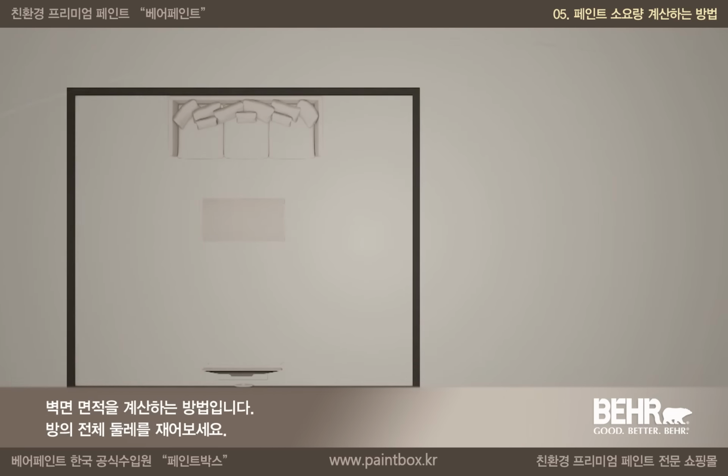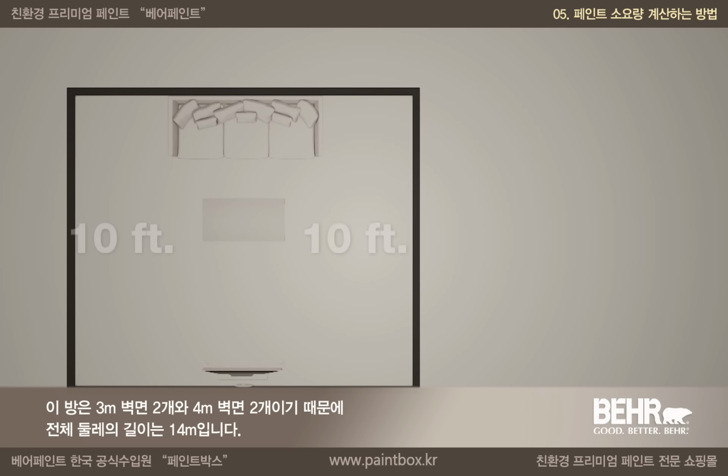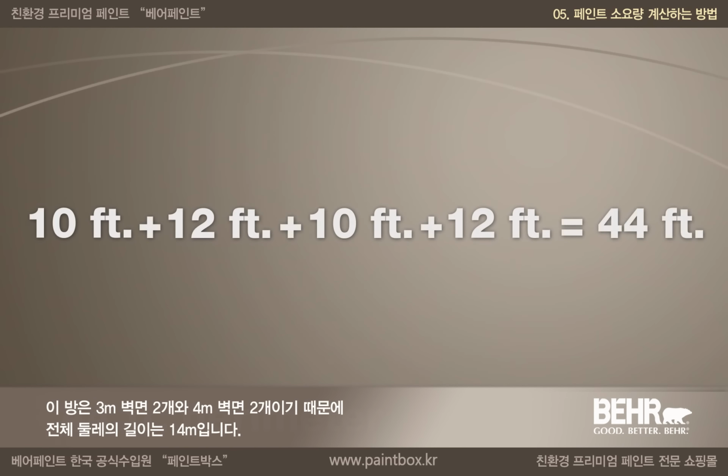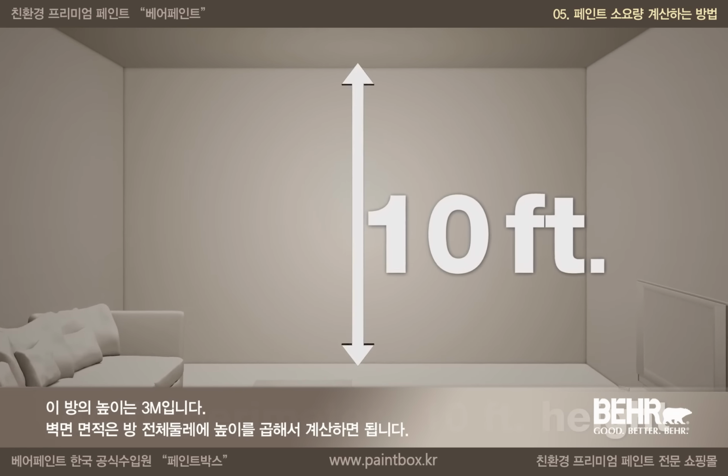To estimate the size of your wall area, first measure the perimeter of the entire room. This room has 4 walls that are 10 feet long and 12 feet wide. That's 44 feet. Next, measure the height of your wall. This one is 10 feet.